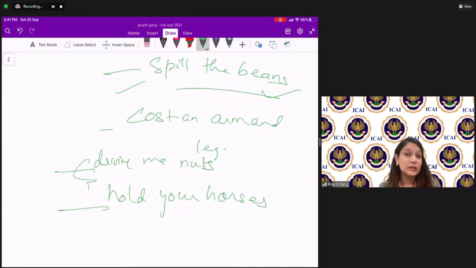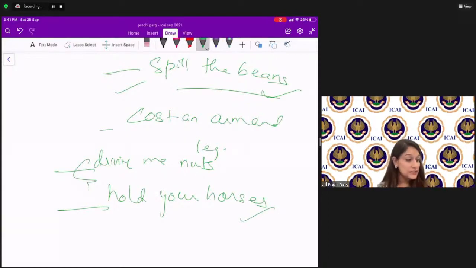Hold your horses. I'm not telling anyone to control their horses. I'm telling someone to stop or wait, right? If somebody's speaking too much and I want somebody to just stop being so over excited and just to stop talking, I can just say, hold your horses and listen to me, right? Okay, so this is what idioms are, right?